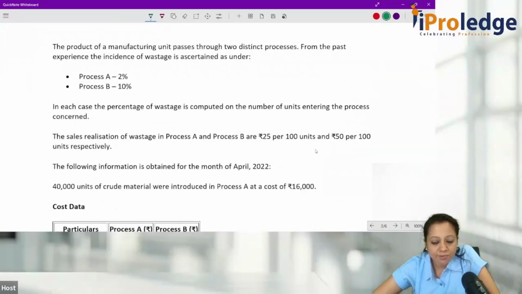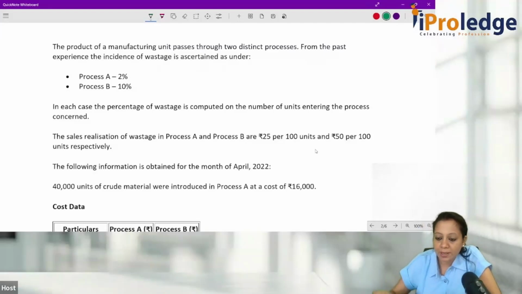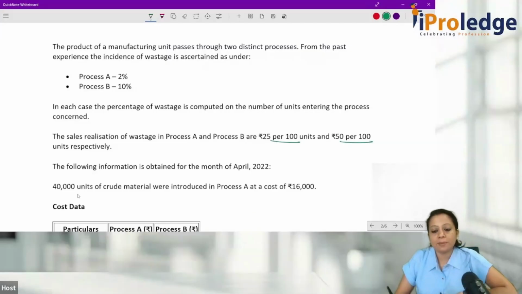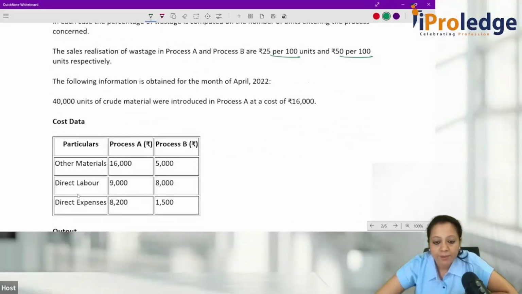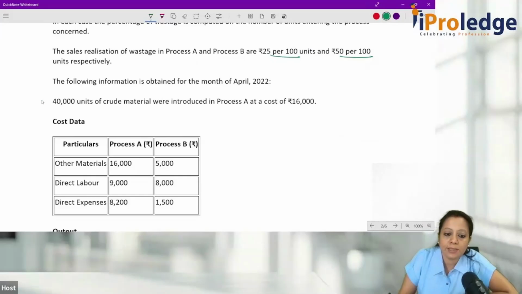The sales realization of wastage are given to be 25 per 100 units and 50 per 100 units, respectively. So this also some students tend to forget. It is actually per 100 units, no? So you can underline that. Then the following information is obtained for April. 40,000 units of crude material was introduced in process A at a cost of 16,000. So we will start with this.